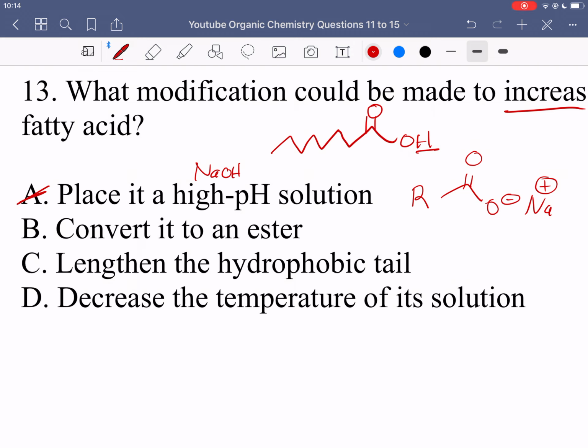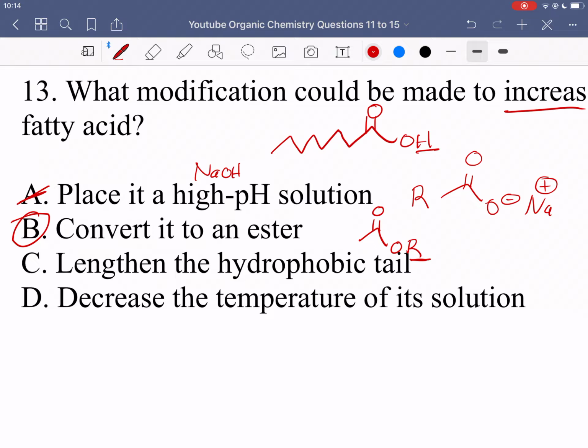B is saying convert it to an ester. Yeah, that would be good. If we went from a carboxylic acid to an ester, some OR group, now this R group is different from the H group, and since that hydrogen is gone, we no longer have the capacity to hydrogen bond. So now all we have are the van der Waals forces and the dipole-dipole interactions, but we got rid of one of the key things that was making the fatty acid initially have its high boiling point, which is the hydrogen bonding network. We got rid of one of the three main intermolecular forces.